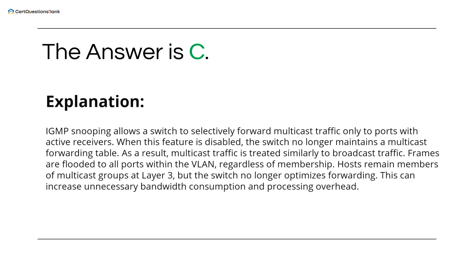Frames are flooded to all ports within the VLAN, regardless of membership. Hosts remain members of multicast groups at Layer 3, but the switch no longer optimizes forwarding. This can increase unnecessary bandwidth consumption and processing overhead.